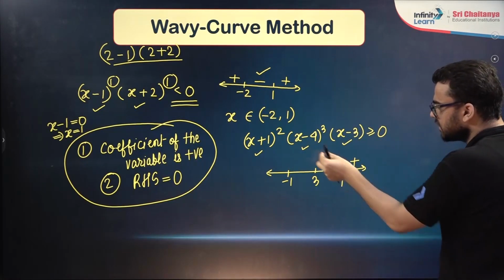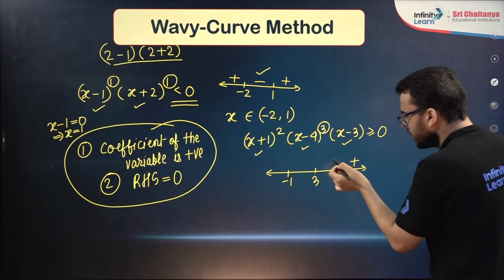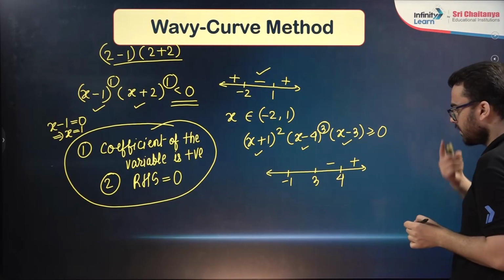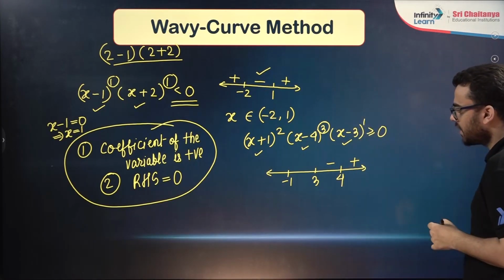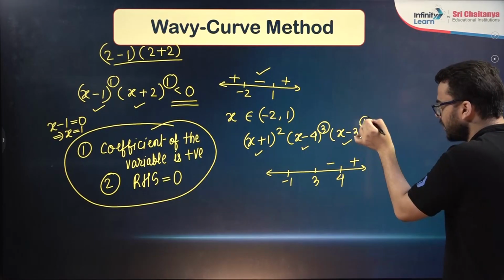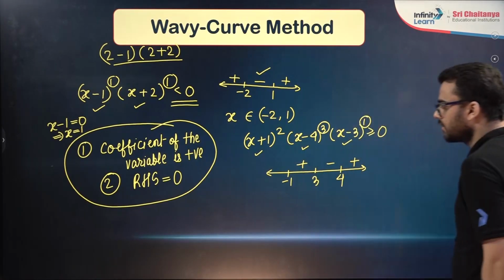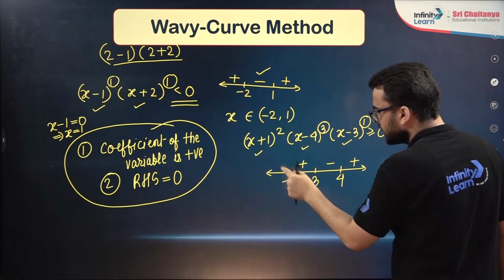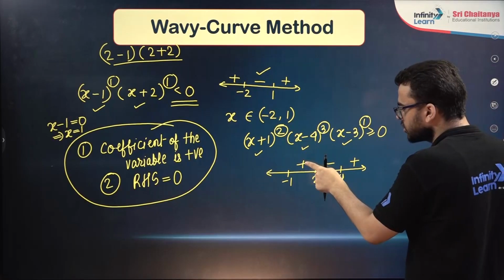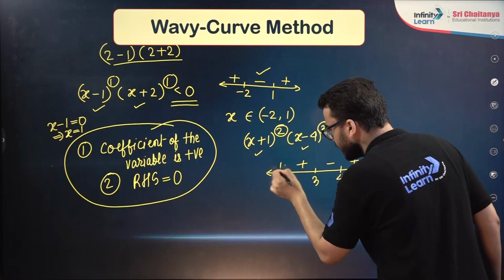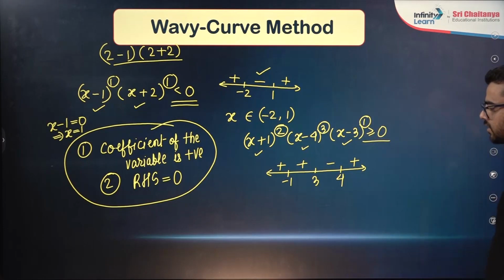Now, this is the zero of this polynomial having odd exponent. So, the sign will change from plus to minus. Now, this is the zero of this polynomial having odd exponent only. So, the sign will change from minus to plus, correct? Now, this is the zero of this polynomial having even exponent. So, the sign will not change, from plus to plus only. It will not change. Now, we want the solution for greater than or equal to 0.